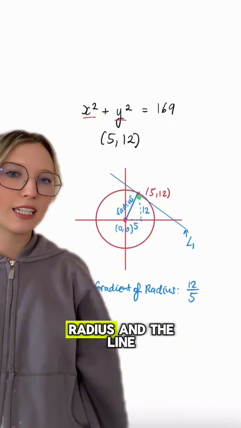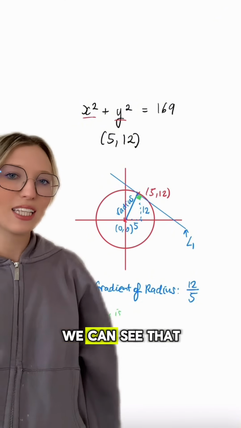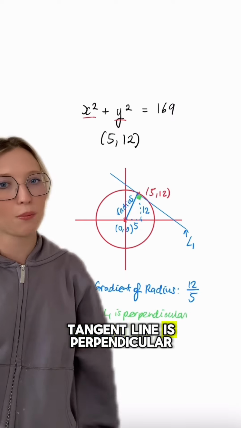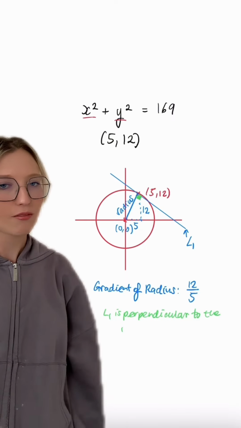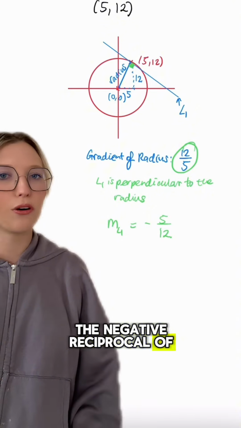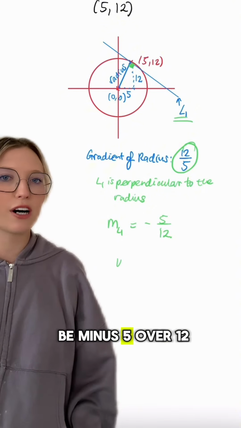Now, if we take a look at the radius and the tangent line, we can see that these are at a 90-degree angle to each other, which means that the tangent line is perpendicular to the radius. This means that the gradient of the tangent line is going to be the negative reciprocal of the gradient of the radius, so that's going to be minus 5 over 12.